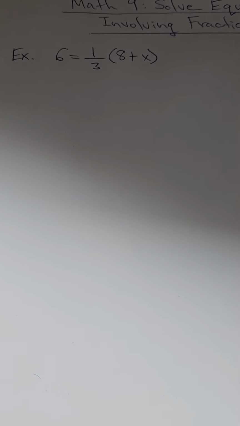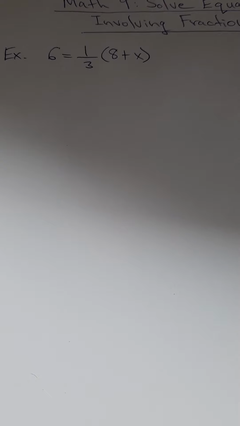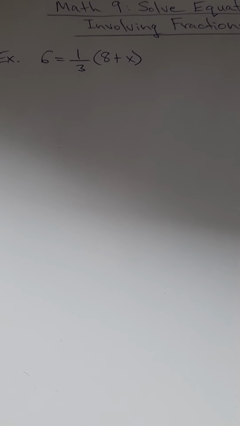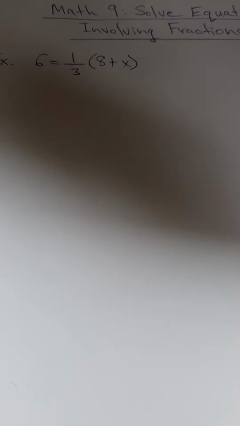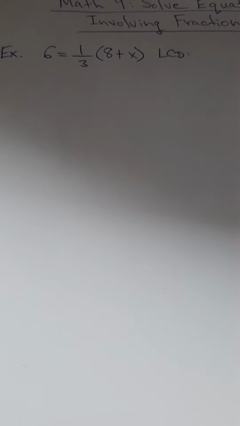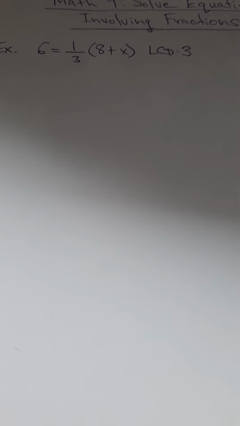Okay, so this is our equation here. It's 6 equals 1 over 3 times 8 plus x. Okay, so what we're going to do, instead of basically doing the distributive property here, what I'm going to do is find the lowest common denominator. And remember the lowest common denominator is basically what I have as a denominator of the fraction here. In this case, it's equal to 3.